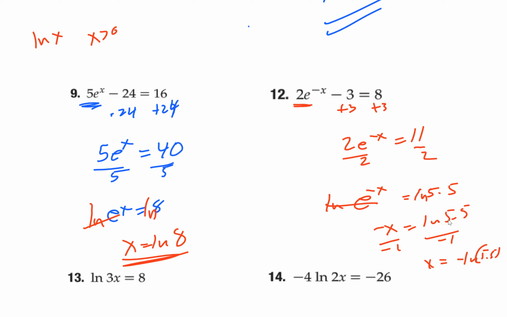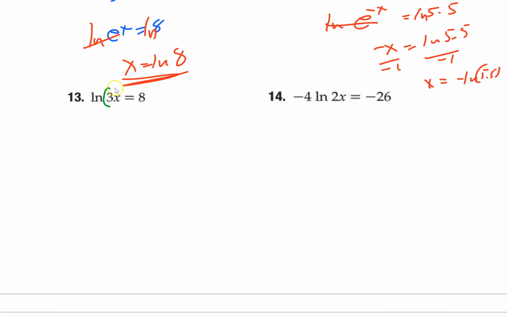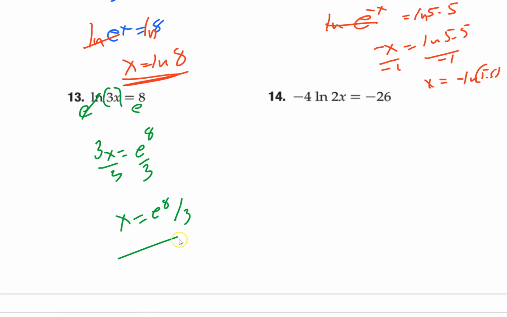Now let's look at some natural log problems. Natural log of 3x equals 8. So remember, the way you want to get rid of natural log is you take the e to both sides. So take the e to both sides. 3x equals e to the 8th. Now we can just divide by 3. X equals e to the 8th over 3. Done.